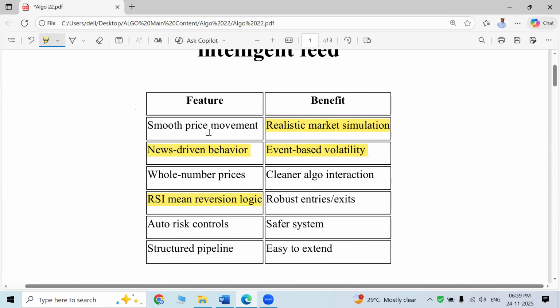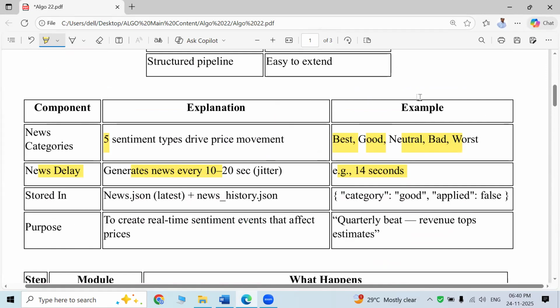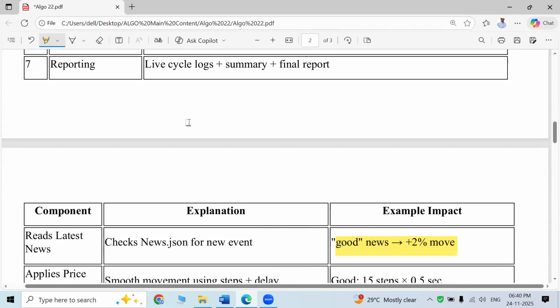So let me tell you what is happening in the actual simulation. We have one file called news flow. We have one file called price reactor, and one file called algo. So we have three things. The news which is generated has 5 categories: bad news, good news, worst news, best news, and neutral news. Now based on that, we are going to change the price with this logic.